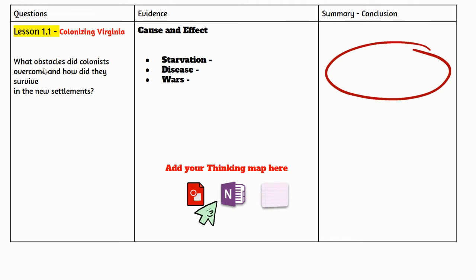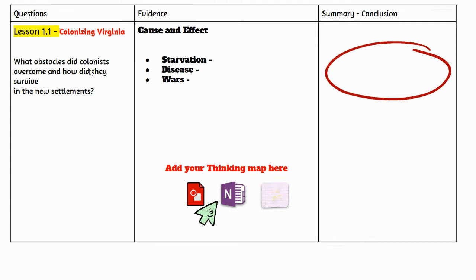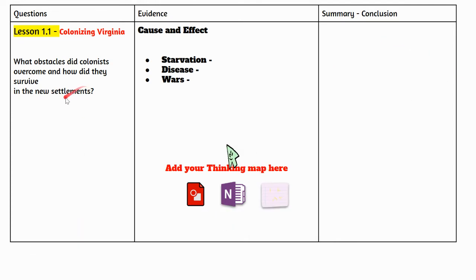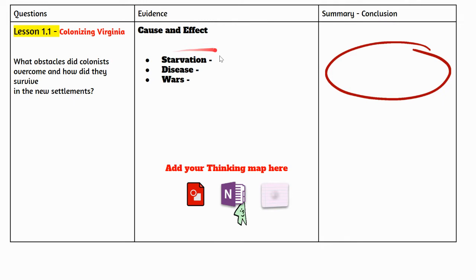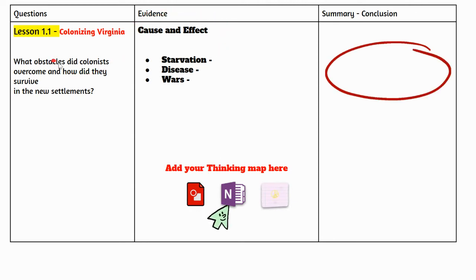Now, number one, we're trying to answer this question with our research because we're trying to think like a historian. What obstacles did colonists overcome, and how did they survive the new settlements? So we identified those three problems. They were in our main idea, and we wrote them here. And if you need to, pause and rewind, make sure you go back and look at those highlights and look at things that you can put in here because, as you can see, your thinking map should explain the causes and effects of these obstacles. And then you put in your conclusion.